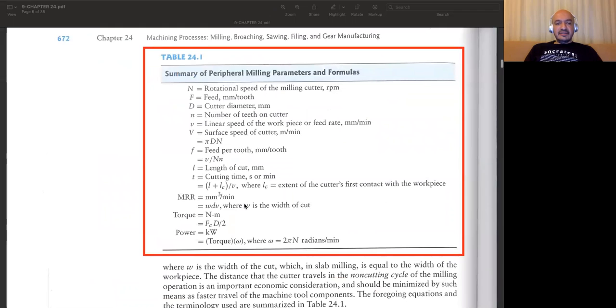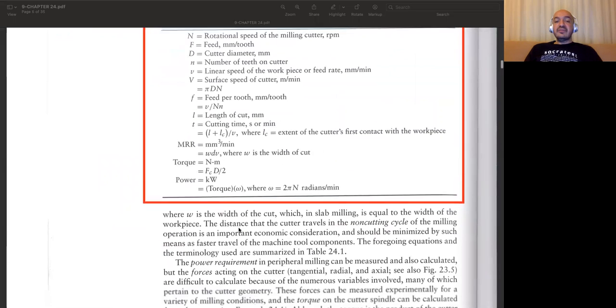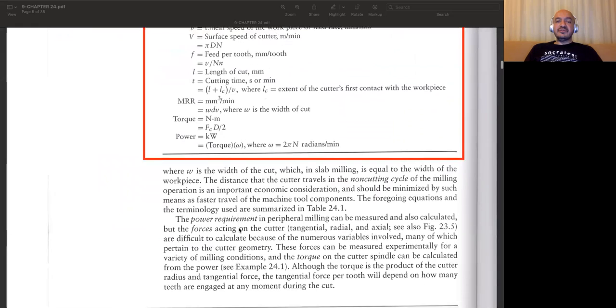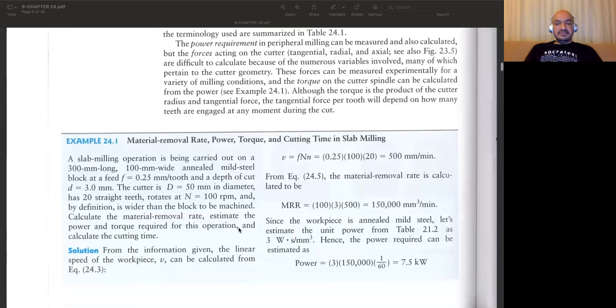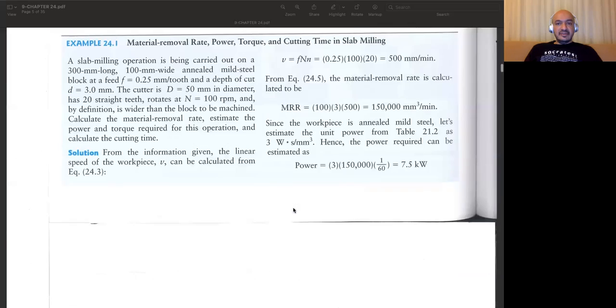This is the summary. So if you determine the cutting force, then you can multiply simply with the radius of the milling cutter, determine the torque, and once you know the torque again, as in the case of a turning operation, you can multiply with the angular speed and determine the power requirement of your milling operation. Make sure that you have a look at this example here.